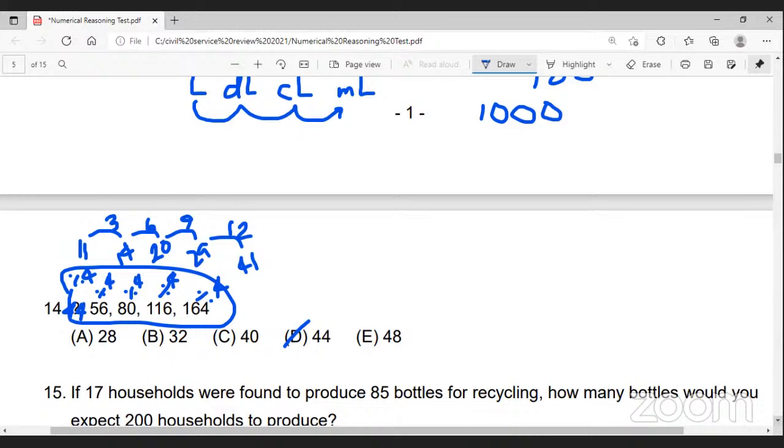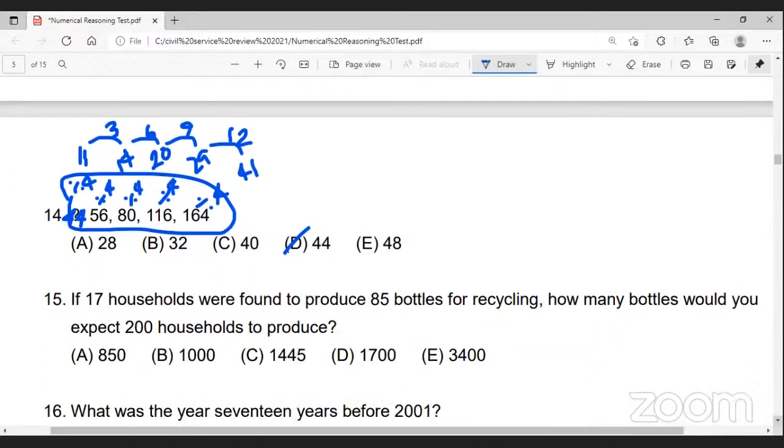Okay, we are about to review, but we still have the 15th item. If 17 households were found to produce 85 bottles for recycling, how many bottles would you expect 200 households to produce? It's a proportion.